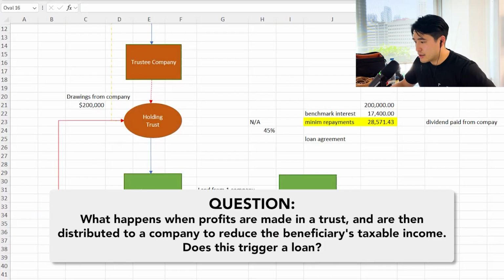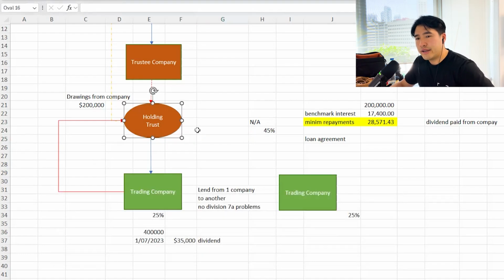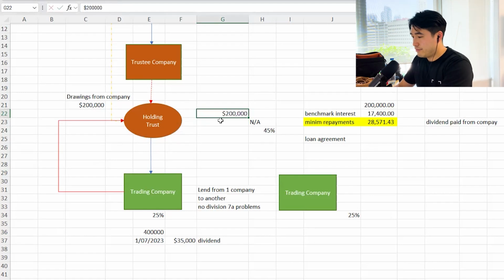What happens to profits made in a trust? The profits are then distributed to a company to reduce the beneficiary's tax burden. Does this trigger a loan? It triggers a loan if you don't actually send the money to a company. So if you say you made $200,000 in the trust instead.